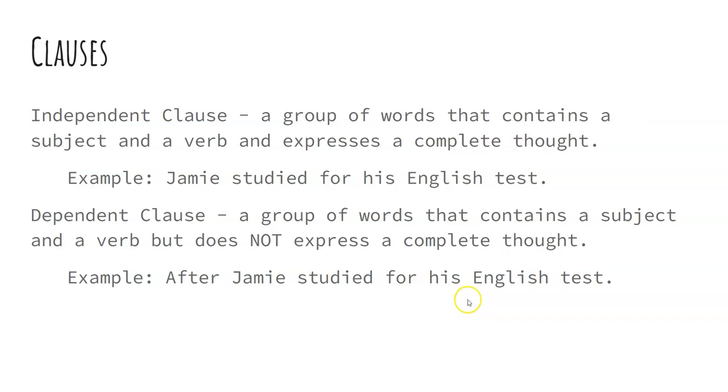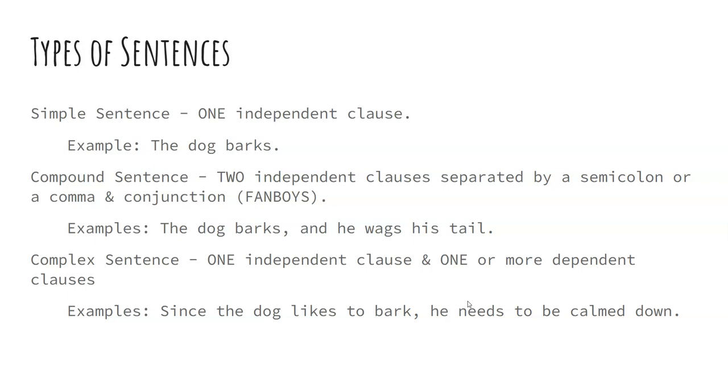Okay, now keeping in mind independent and dependent clauses when we're looking at these three types of sentences. The first one is a simple sentence. Make sure you write down these formulas. They will greatly help you to understand the structure of these types of sentences. So a simple sentence is one independent clause. As an example, the dog barks. We have a subject, we have a verb. Dog is the subject, barks is the verb. It's simple, it's to the point.